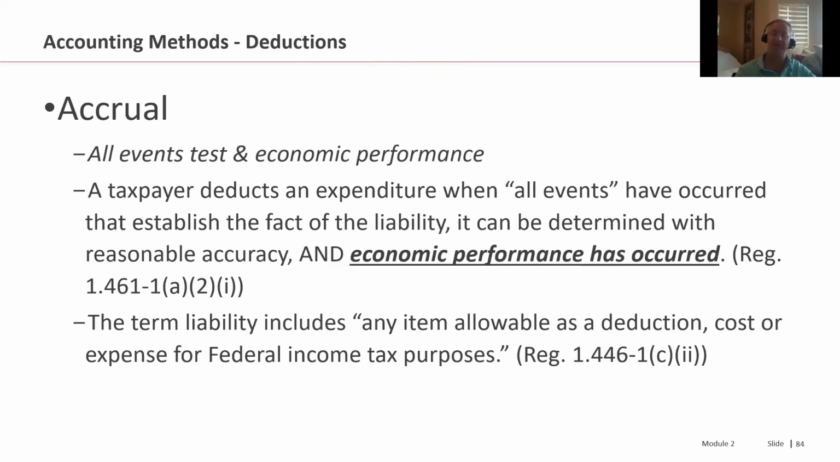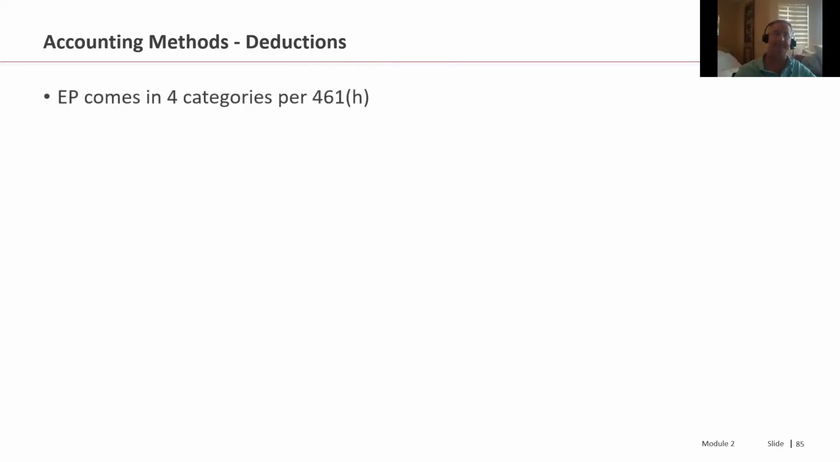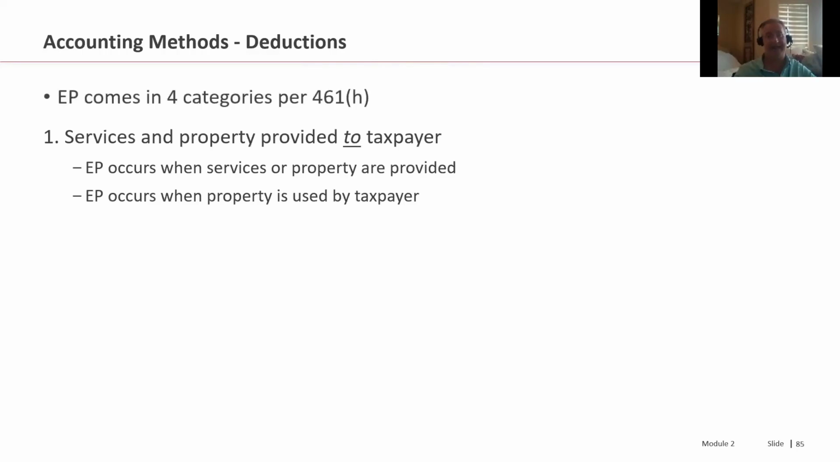But they've tacked on something extra. If I want to accelerate deductions and the IRS wants me to slow down deductions, then adding an additional rule is likely to slow them down. And that's exactly what's happened here. And economic performance has occurred. Okay. Economic performance is defined four different ways, and it depends on the underlying transaction.